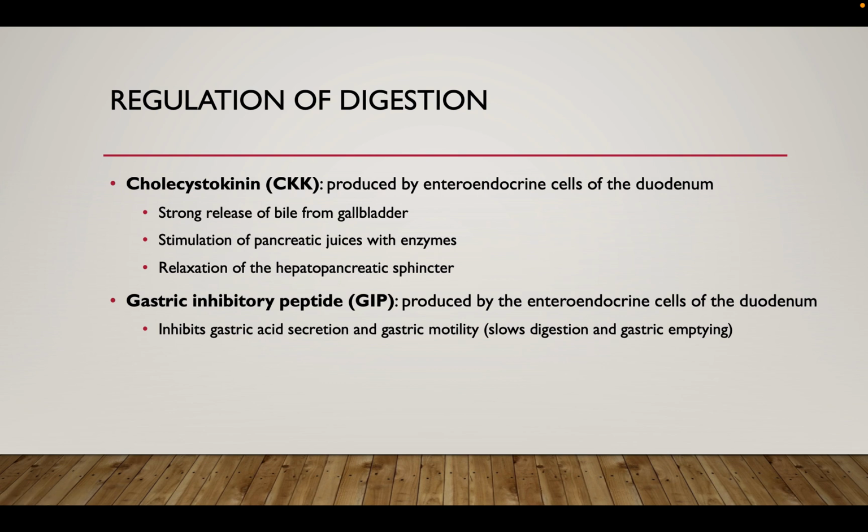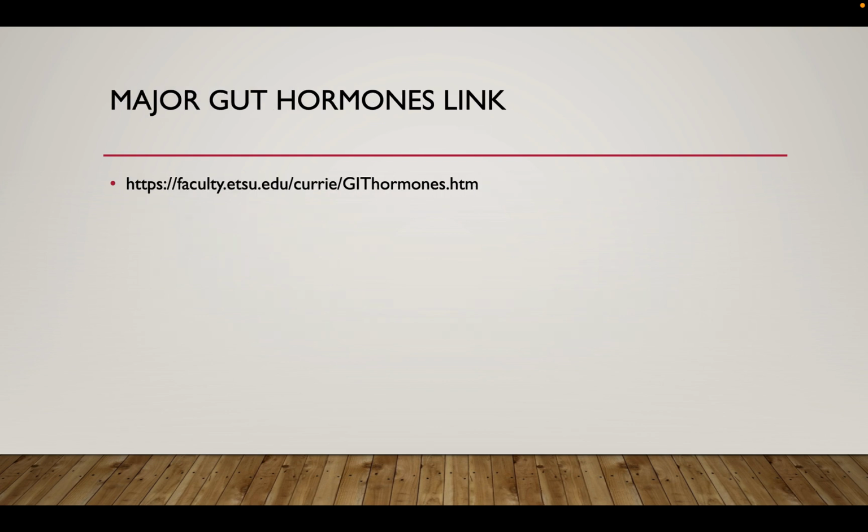You also have one last hormone known as gastric inhibitory peptide, sometimes just referred to as GIP. This is produced by cells in the duodenum, the small intestine, and its main function is to inhibit gastric acid secretion and motility. So this slows the rate at which things are being digested in the stomach, as well as slowing the emptying of the stomach into the small intestine.